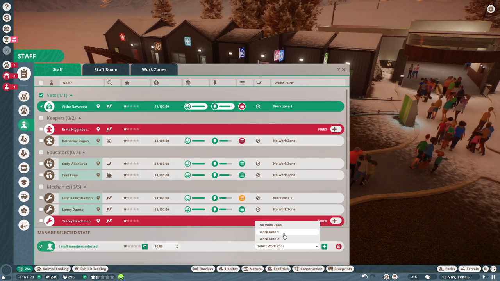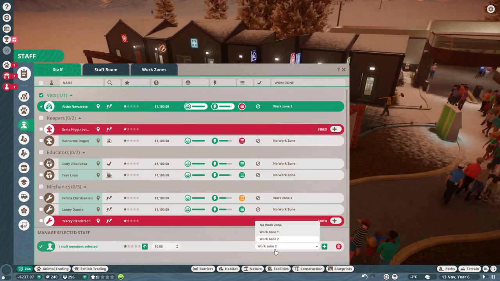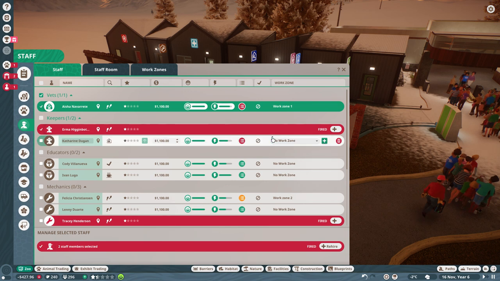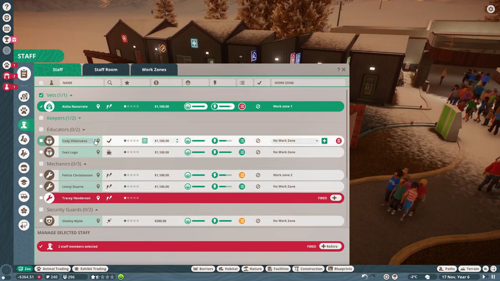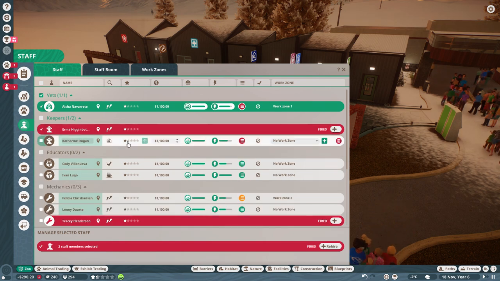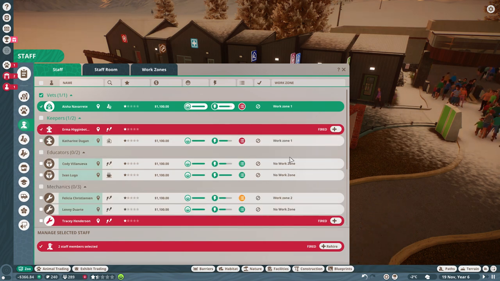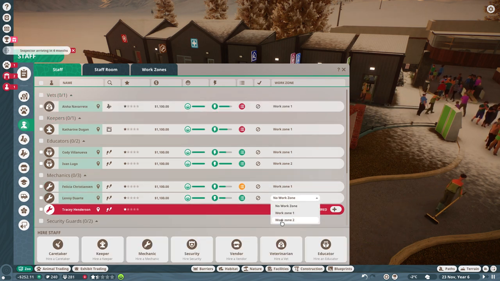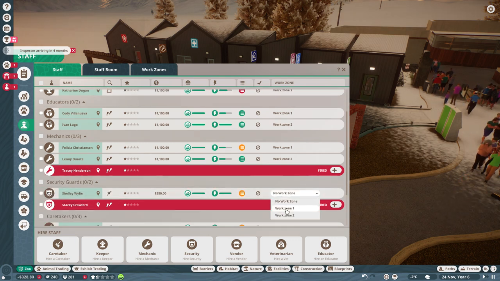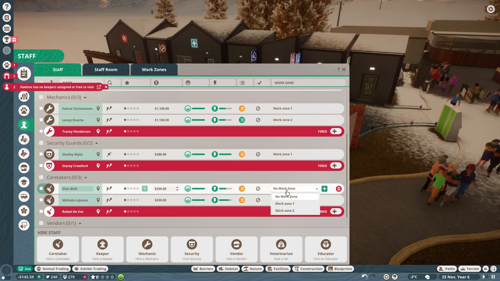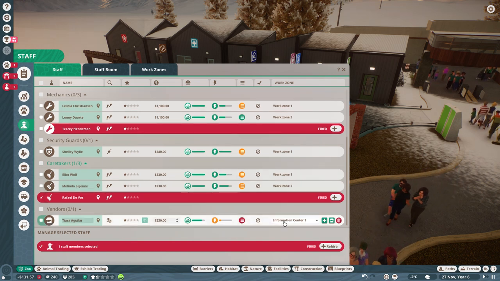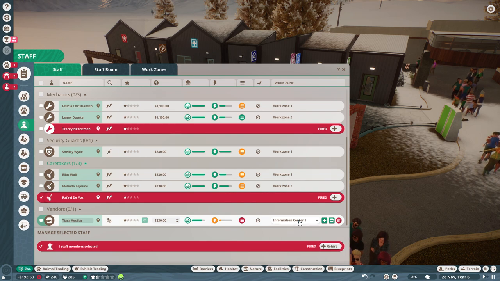Select work zone. Oh, this one is. Wait, no, wait. This guy. I don't want to select the fired guy. Let's go to keepers here. Work zone one. And work zone one, and then this will be work zone two. Work zone one. Work zone two. And then work zone one. And work zone one and work zone two. So, and then information center. Yes.